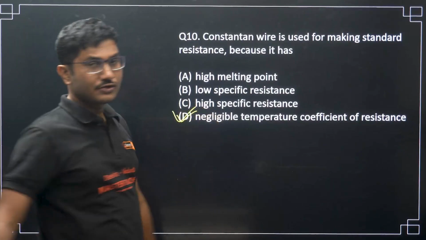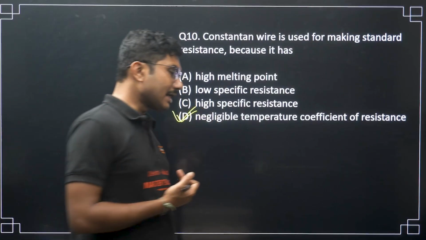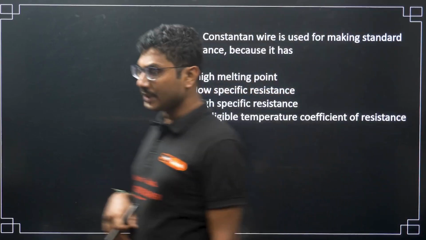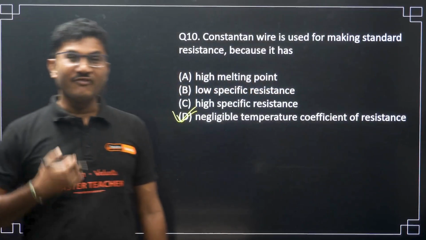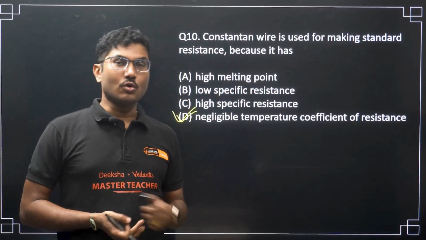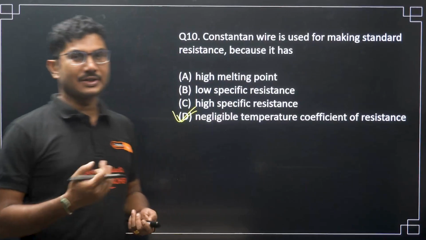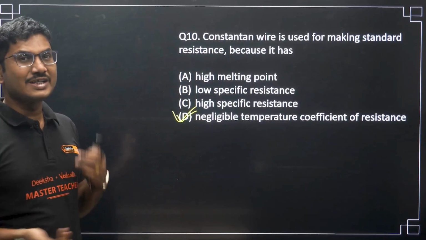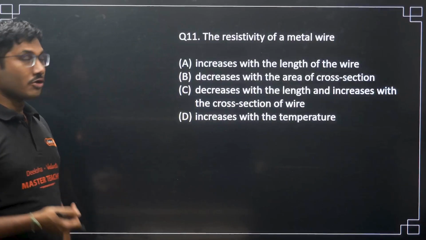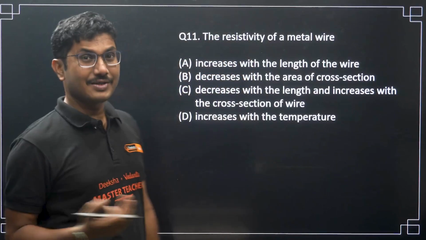This is a specific question. Negligible temperature coefficient of resistance means that if you increase the temperature, its resistance does not change. That means if you measure the resistance during a very hot summer day, 40 degrees Celsius, and in the cold winter, suppose 10 degrees Celsius, you will get the same resistance. So resistance does not change with change in temperature. That's why Constantan is used as standard resistance. Not only Constantan, manganese and nichrome, these are the three materials.